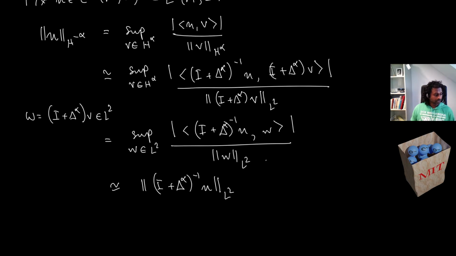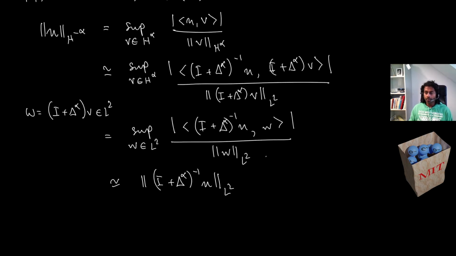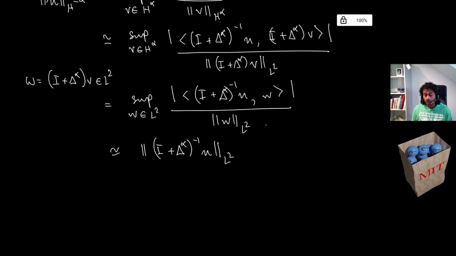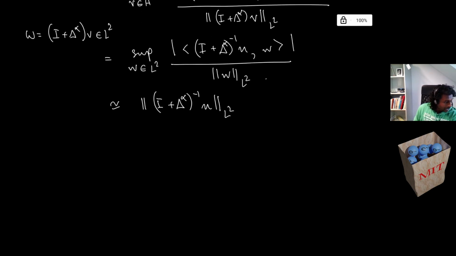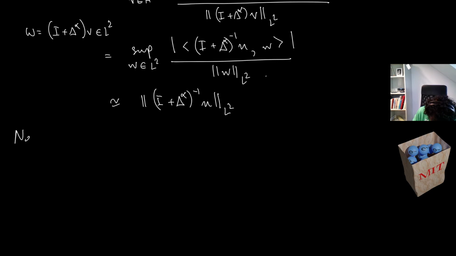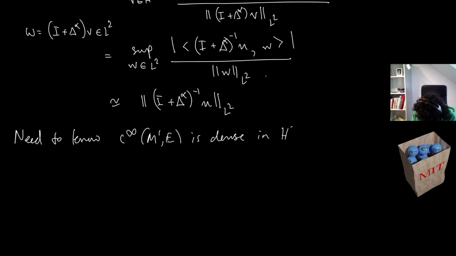So it is what we expect it to be in some sense, right? The H minus alpha space, at least on a nice dense subspace, is really the inverse of the operator. Okay, it's somehow the domain of the inverse of the operator, but it's not the L2 domain. It's really the domain in the space of distributions. Okay, so we need a fact that we need to know: C infinity of M, E prime is dense in H minus alpha. So certainly this is true, but we won't prove it.